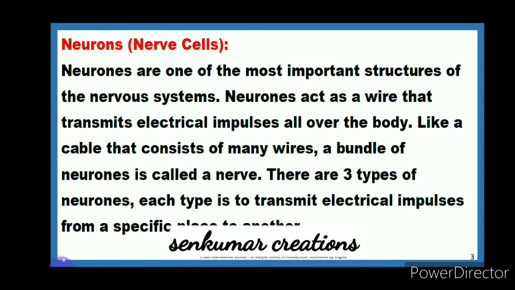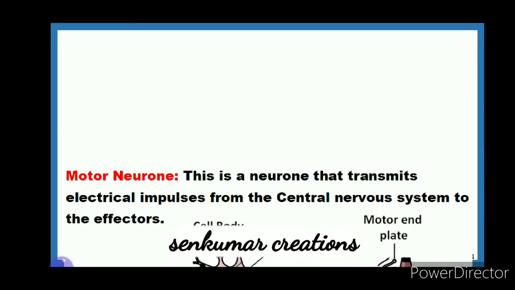There are three types of neurons, as I told you: motor neuron, sensory neuron, and then the relay neuron. The main function of a neuron is that it transmits electrical impulses from one specific place to another place. That is the function of a neuron. Okay.